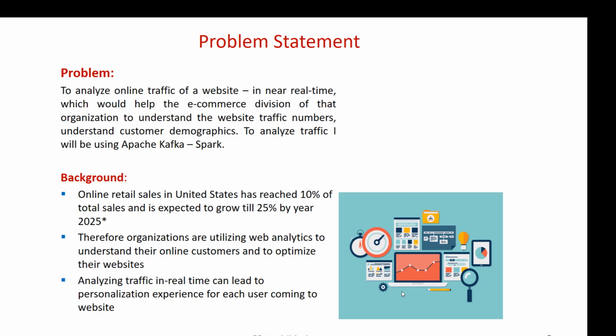So, a little bit of background: online sales in the United States have reached around 10% of total sales and are expected to grow by 25% by the year 2025. Therefore, for this organization, it is very important to understand the customer behavior on their websites. As the amount of data increases, they want to know the numbers in almost real time. So, by using Apache Spark and Apache Kafka, I would try to find out how we can do this kind of analysis in real time.